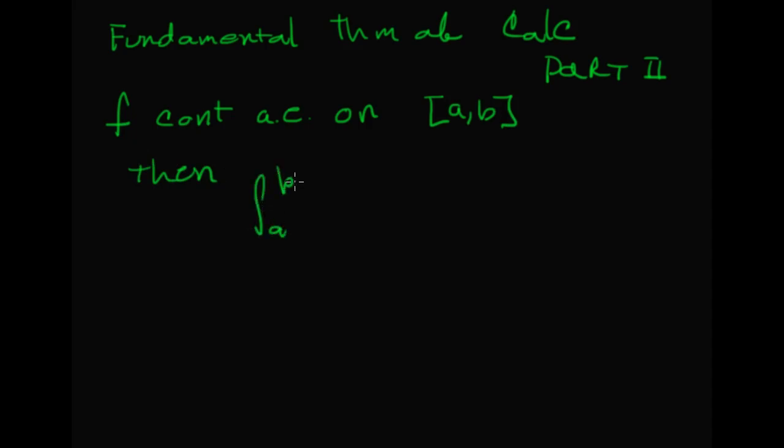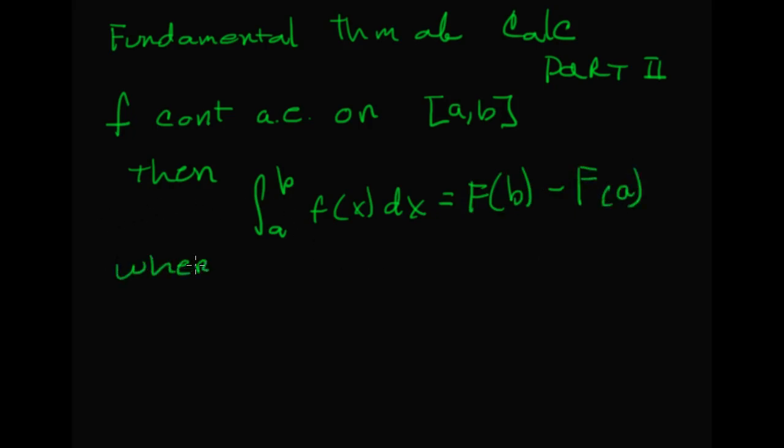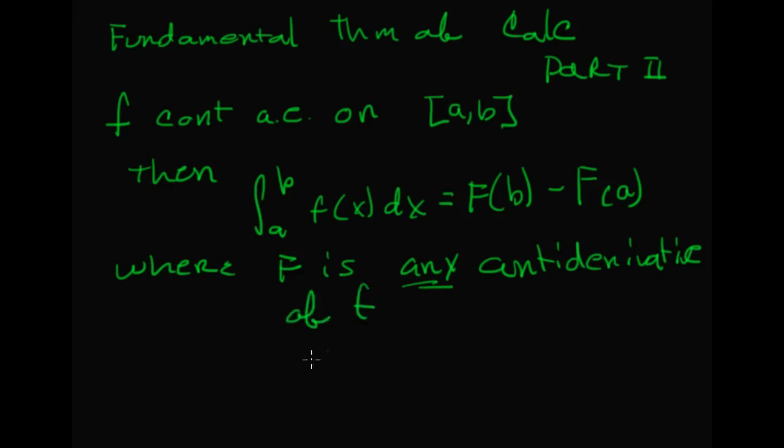The integral from a to b of f of x dx is equal to big F of b minus big F of a, where big F is any antiderivative of little f. In other words, if I take big F prime of x, I get little f of x.